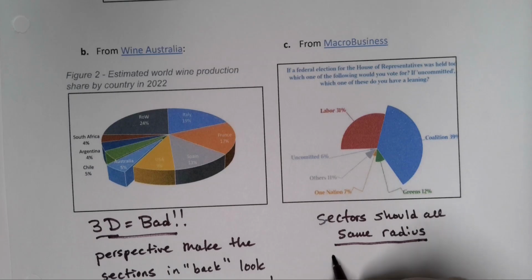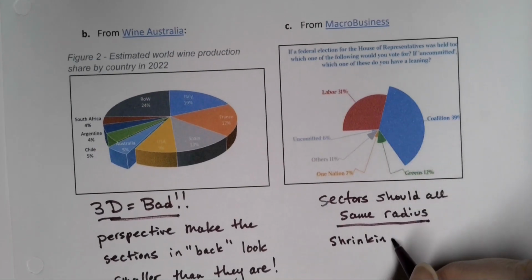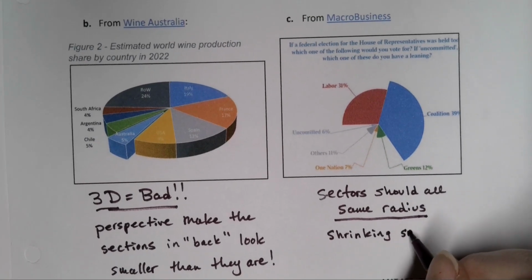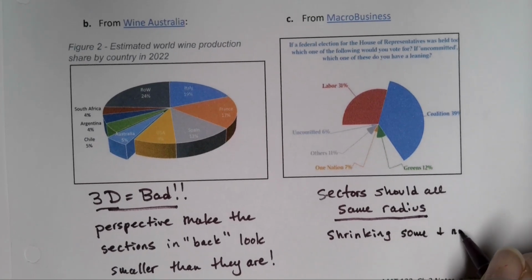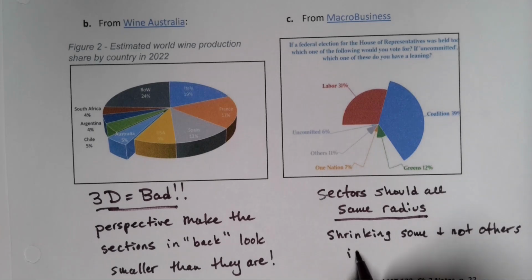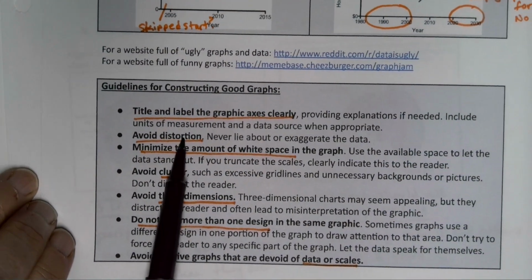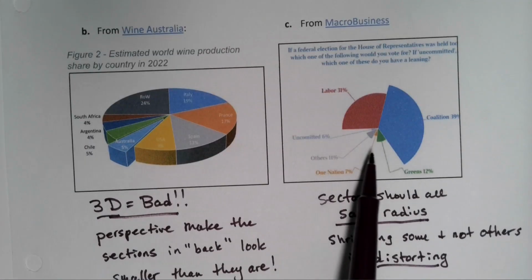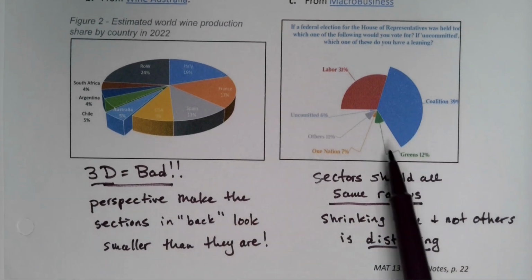So shrinking some sections to this tiny bit, I don't know what it is. It's distorting. If you think about the second tenet in our list, it says avoid distortion. Boy, is this distortion right over here. That's a big old distortion.